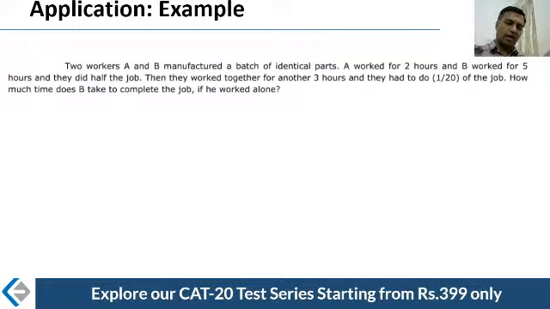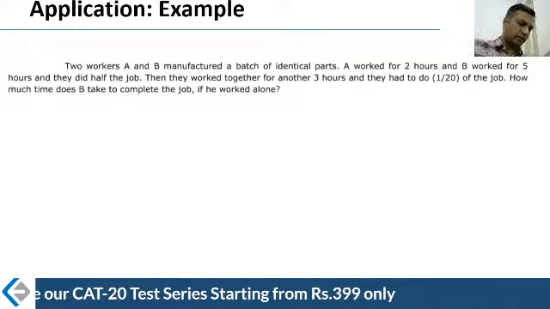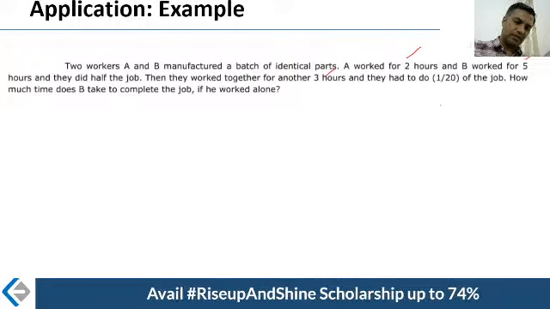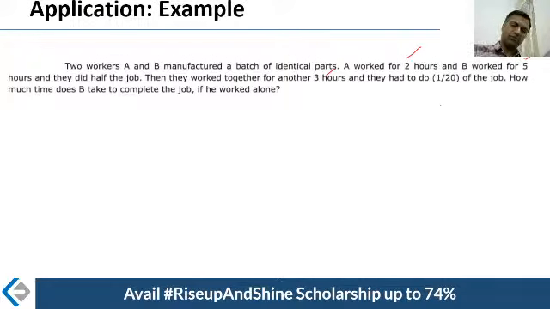Okay, now there are some numbers here. A worked for 2 hours. It is a little confusing, that's a variation here. 2 hours, 5 hours, and then they work for another 3 hours. The point is, all this is not the data for the full job, right? Now it is for the half job, something like that.